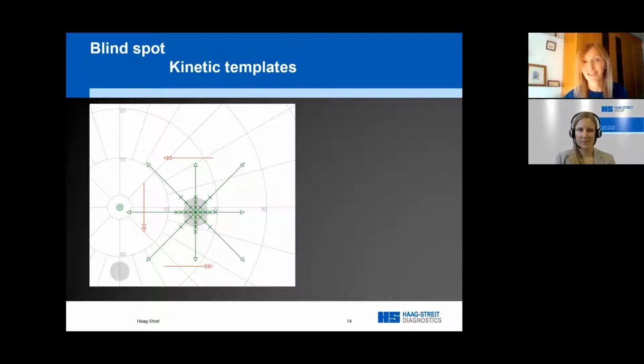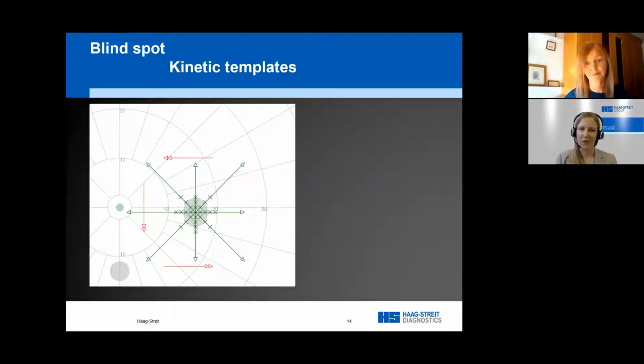I should point out that there may seem to be quite a lot of static points on this particular template, but it's important to remember that the static points on kinetic are not the same as on a static threshold test. On kinetic, they're only tested once. You either see it or you don't. So because of that, they're plotted very, very quickly. And the red ones are the reaction time vectors that you mentioned.